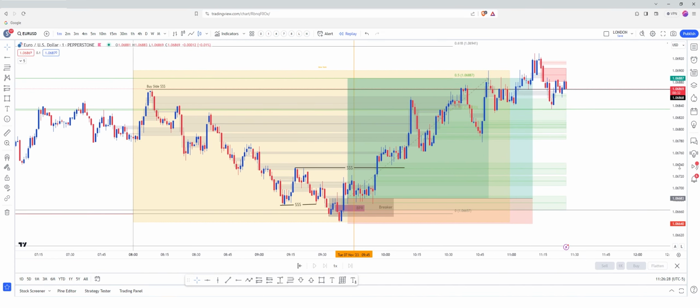So I hope that analysis was useful. It's a really nice follow on looking at the continuation that we were looking for in the London session, moving through to New York where we could anticipate the reversal because we were at the optimal trade entry and we had that textbook displacement through the breaker block, leaving us a perfect unicorn entry.